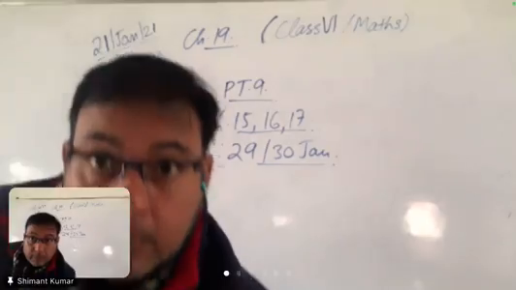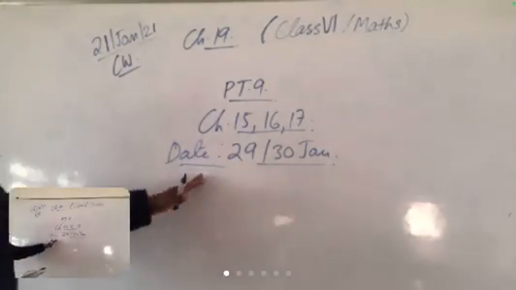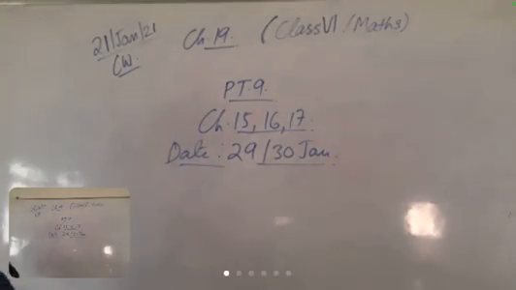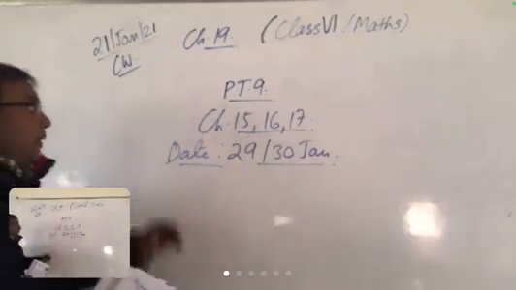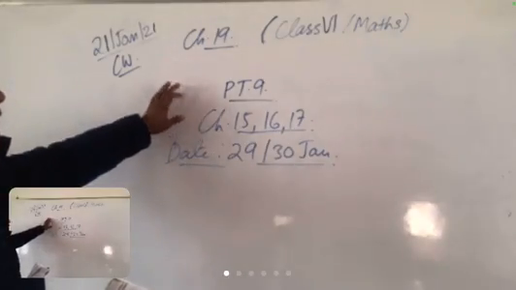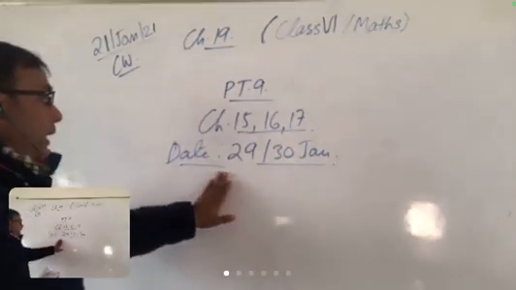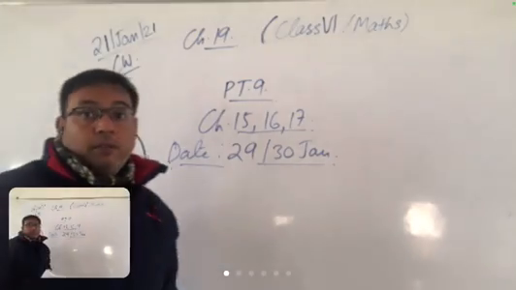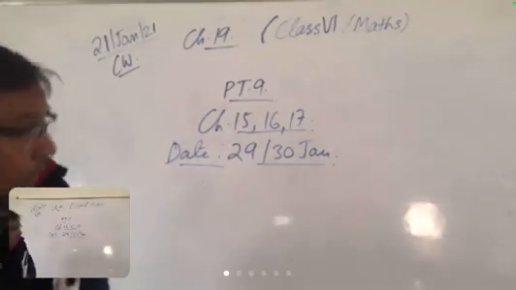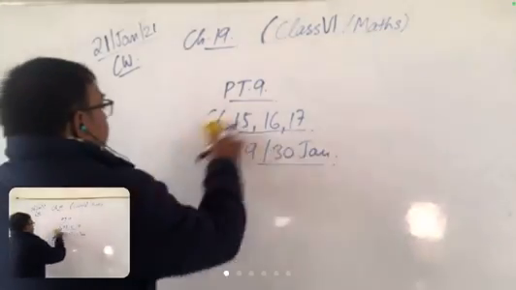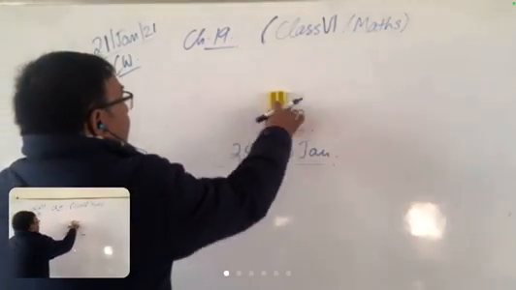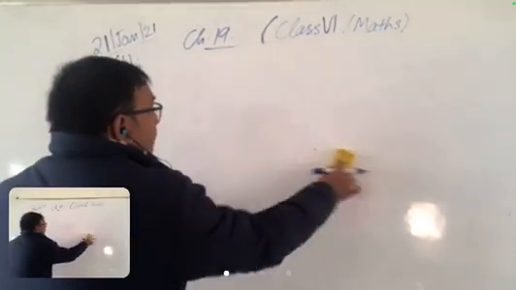Now, see, is this visible to everyone or not? Now the PT9 syllabus is chapters 15, 16, and 17, and the date may be on the 29th or 30th. Okay.